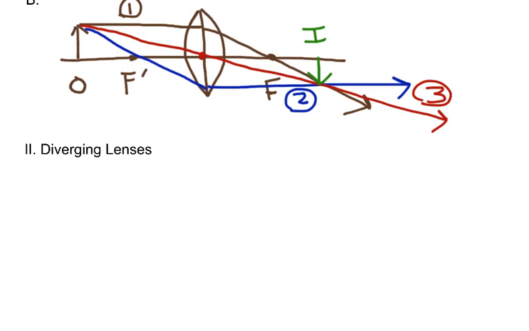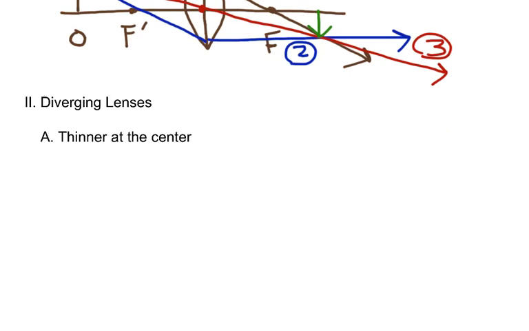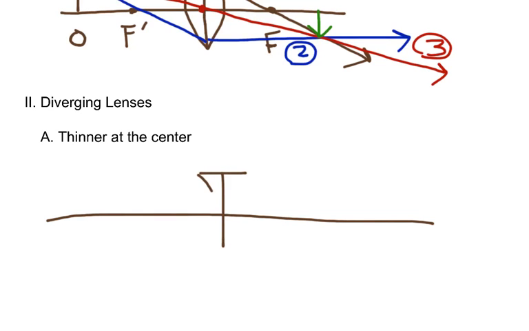Okay, now we're going to talk about diverging lenses. Diverging lenses are thinner at the center. So for drawing a diverging lens, we have our principal axis. We have our vertical line, which represents the lens. The shape of the lens is thinner at the center, like so.